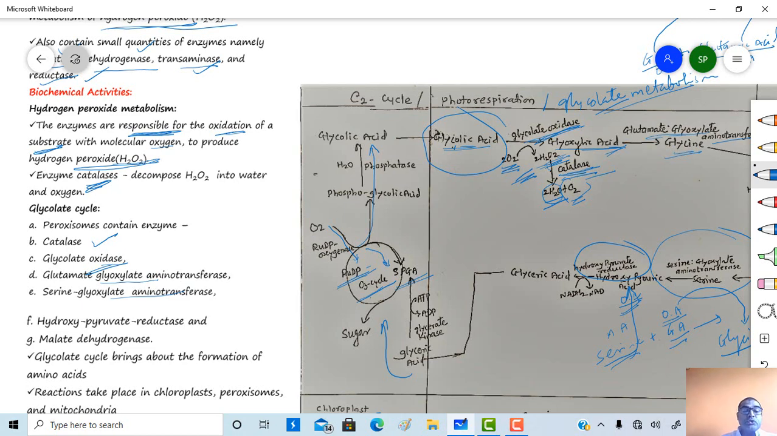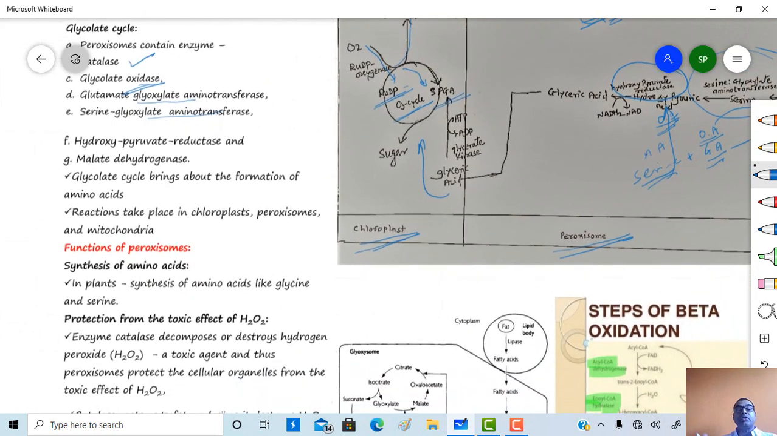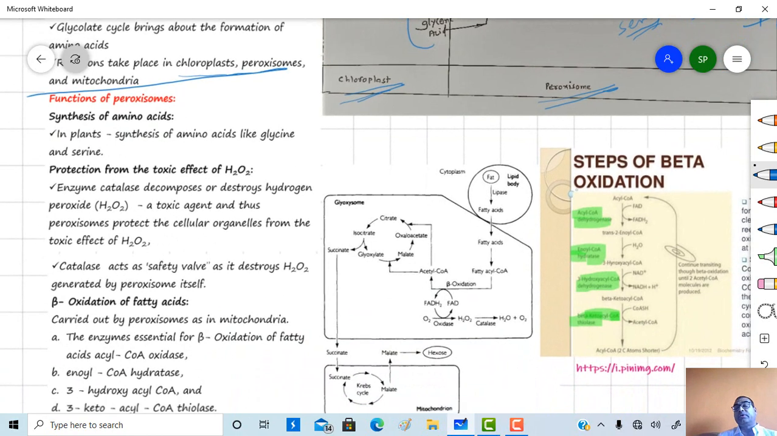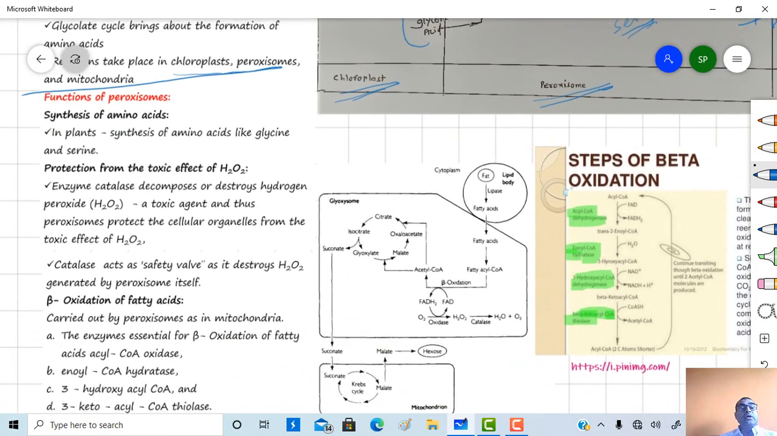Okay, so the glycolate cycle brings about the formation of amino acids. The amino acids like glycine and serine are produced by means of the peroxisome. Reactions take place in the chloroplast, peroxisome and mitochondria. Of course, about the glycolate cycle. Just see the functions of peroxisomes.